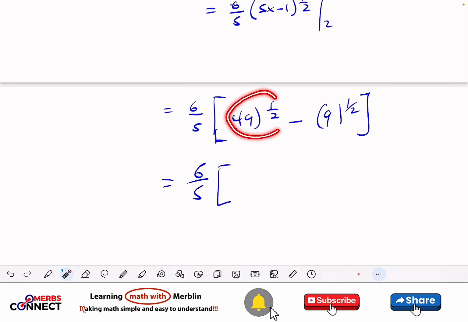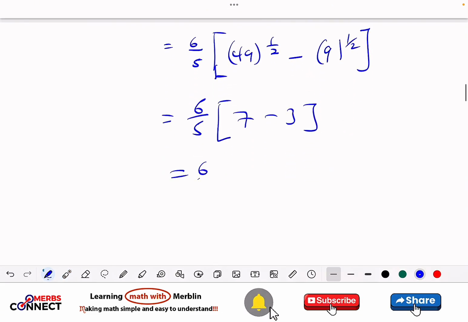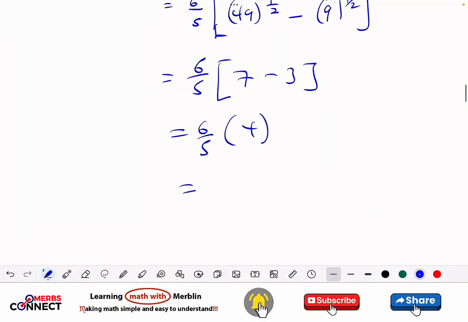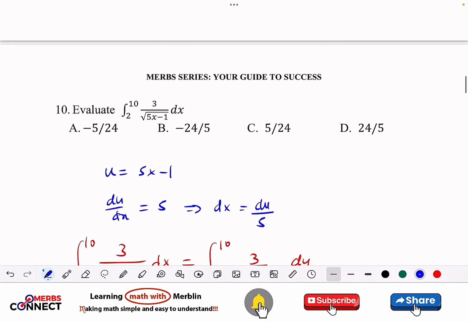This is the same as square root of 49, which is going to give us 7. This is also the same as square root of 9, which is going to give us 3. So this is going to give us 6 over 5 times 4. And this is going to give us 24 divided by 5. That's what we are going to get from there. 24 divided by 5 is right here.